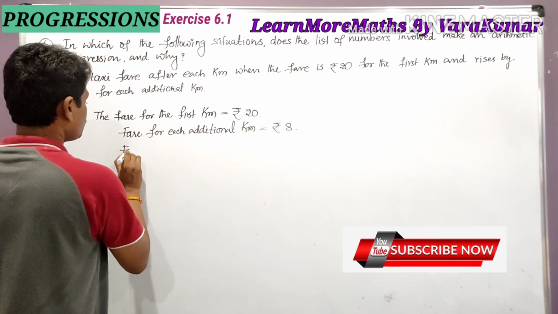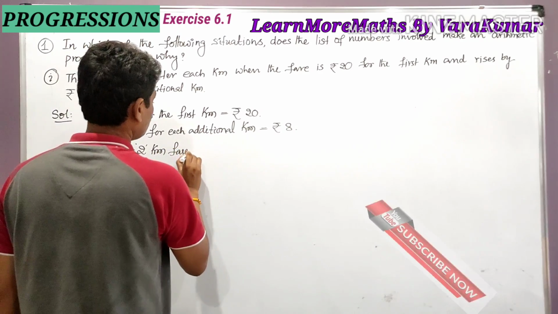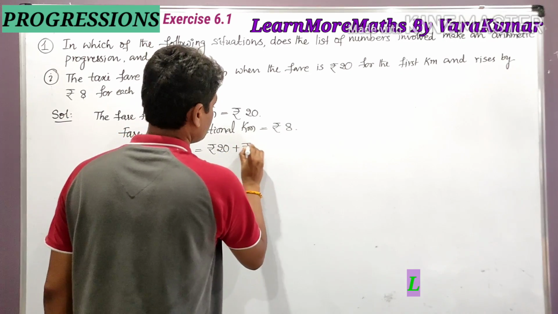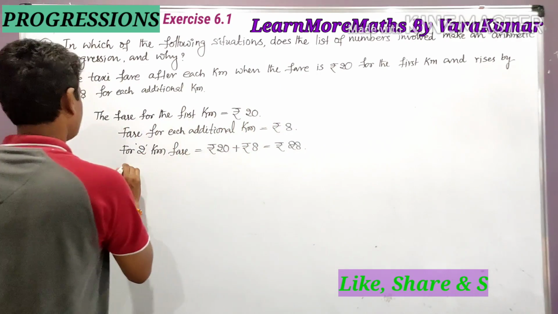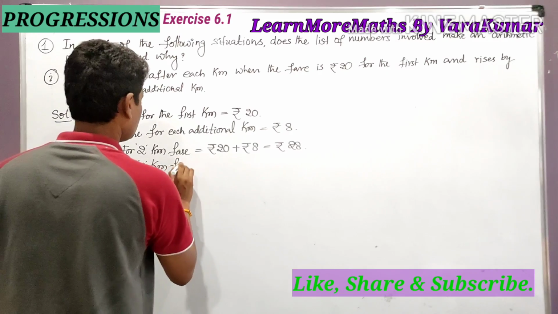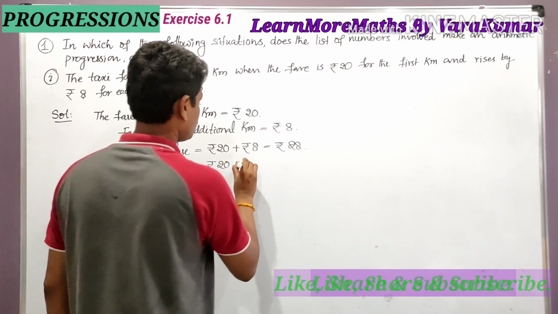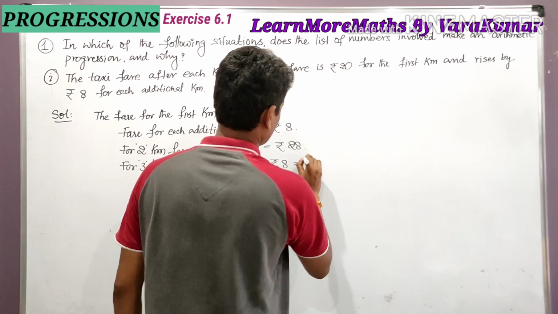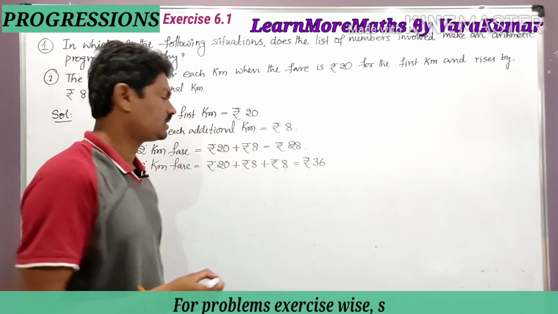For 2 kilometers how much, student? For 2 kilometers, the fare is 20 for the first kilometer and 8 for the next kilometer. 20 plus 8 is rupees 28. And for 3 kilometers how much, student? For 3 kilometers the fare is rupees 20 for the first, again 8 for the second, again 8 for the third. So it is 36. 20 plus 8 is 28, plus 8 is 36.